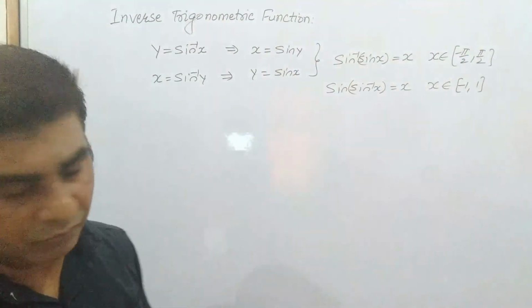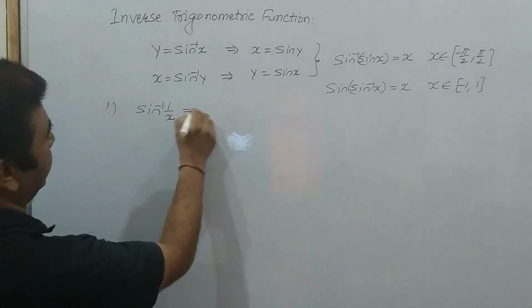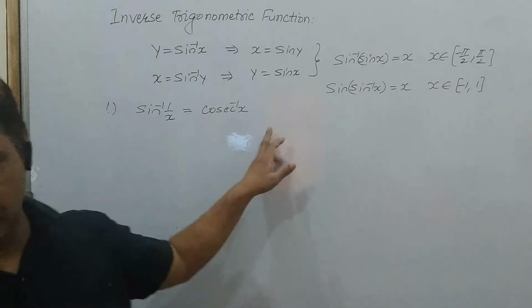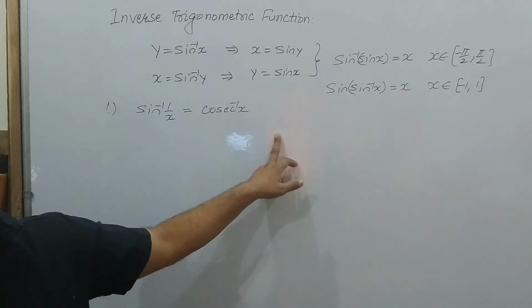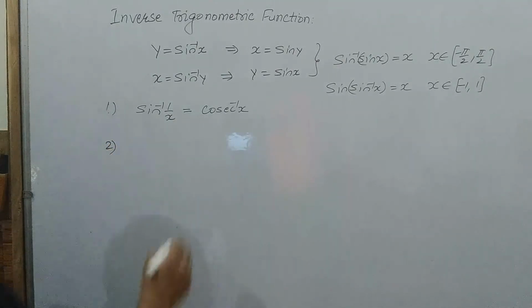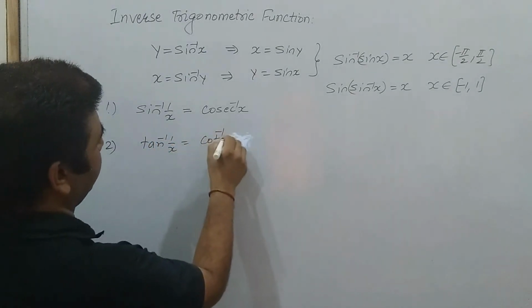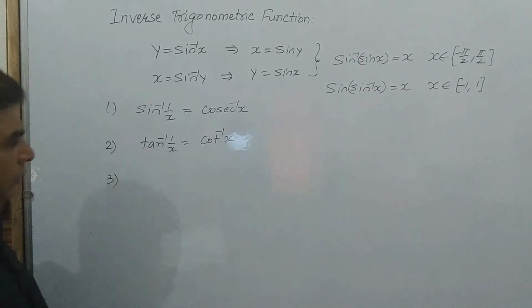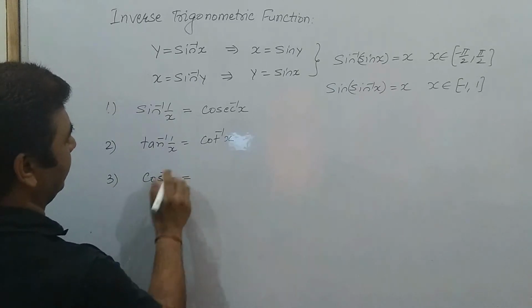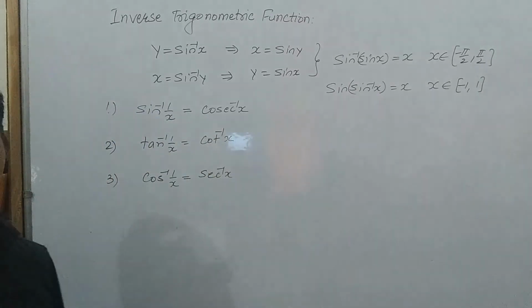Let us discuss all these also. In case of sine inverse 1 by x, that can be written as cosecant inverse x. Here x should be greater than or equal to 1 or less than or equal to minus 1. Similarly, if tan inverse 1 by x is there, then it can be changed into the form of cot inverse x. If cos inverse 1 by x is there, then this can be written as secant inverse x. And these are vice versa also.